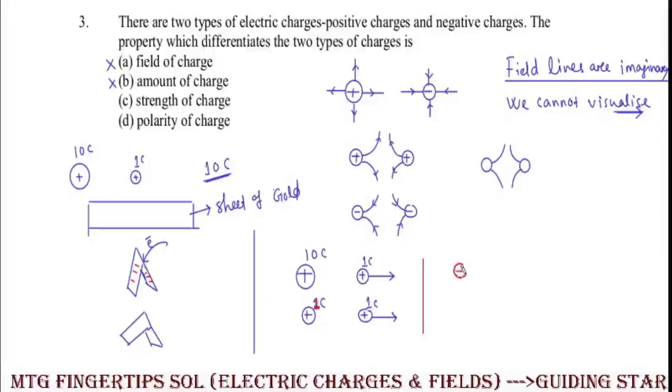अगर नेगेटिव चार्ज लोगे, suppose if you take 10 coulomb of negative charge and another negative charge of 1 coulomb, and similarly here if you take 1 coulomb of negative charge and another 1 coulomb of negative charge. Clear? So here also you will be getting the repulsive force and direction of force will be away from the charge. Clear? So strength of charge never tells you which one will be positive or which one will be negative. So option C will be incorrect.